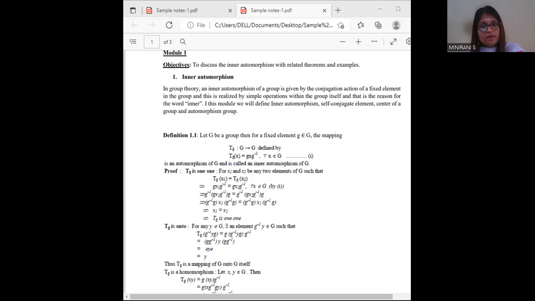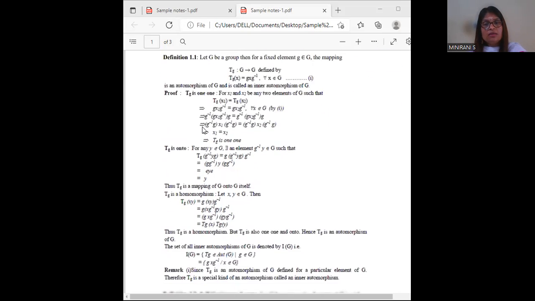In this module, we will define inner automorphism, self-conjugate element, center of a group, and automorphism group. So these are the topics, or else the outline of this lecture. Now, let us go to the definition. You can see the screen. So we'll go to the definition of inner automorphism first.